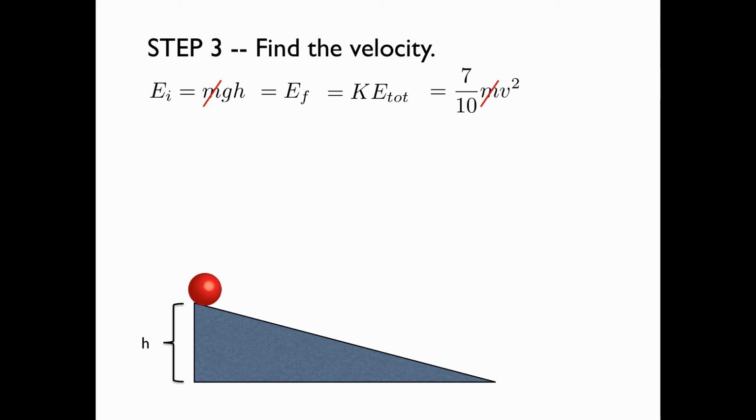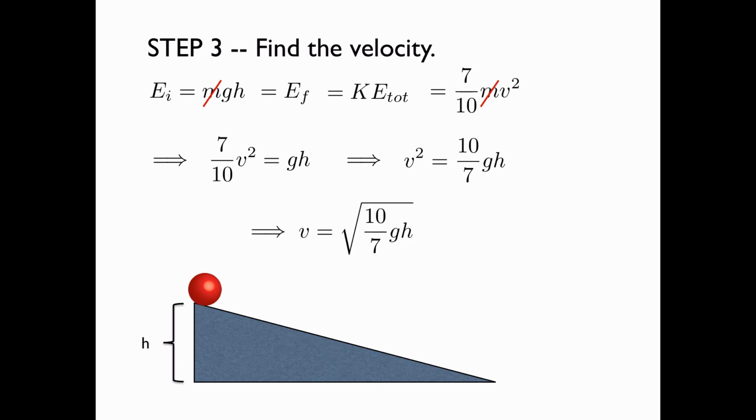We can cancel out the m's, and this implies that 7/10 v squared is equal to g times h. Rearranging a bit more, we have v squared is equal to 10/7 g times h. And this implies that v equals the square root of 10/7 gh. And this is an expression for the velocity in terms of g and h. That concludes video 8.4.